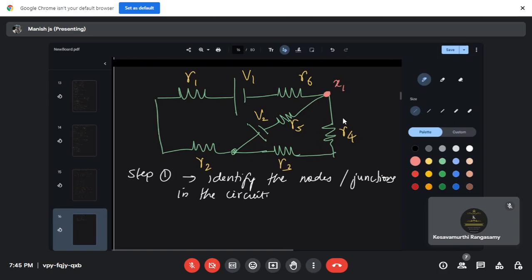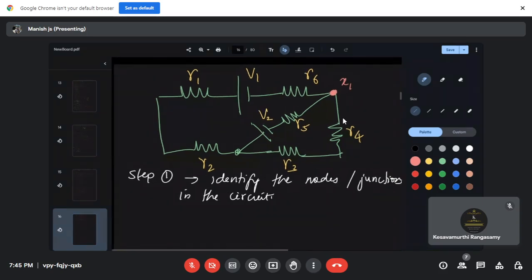Similarly, there is another node in the circuit. Can you see? Exactly opposite to x1, there is one more node. Why do we call this another node? Because again, there are 3 components meeting at this point. So this is another node, say x2.